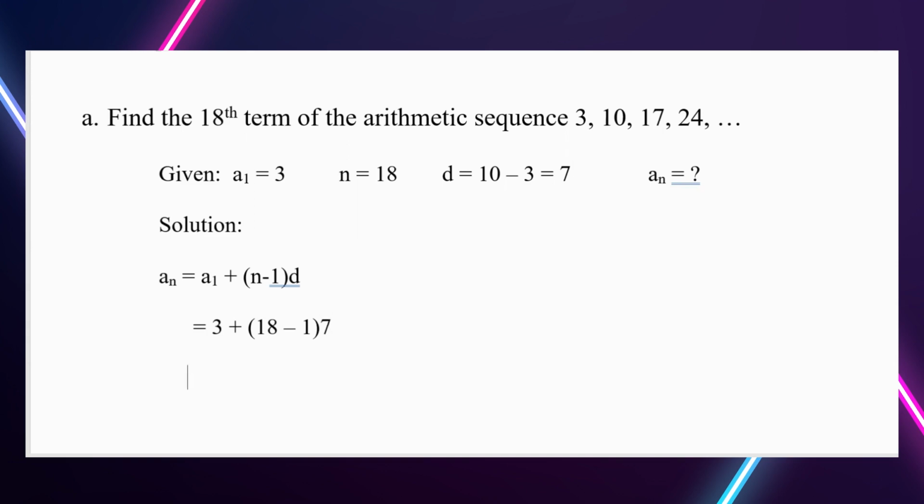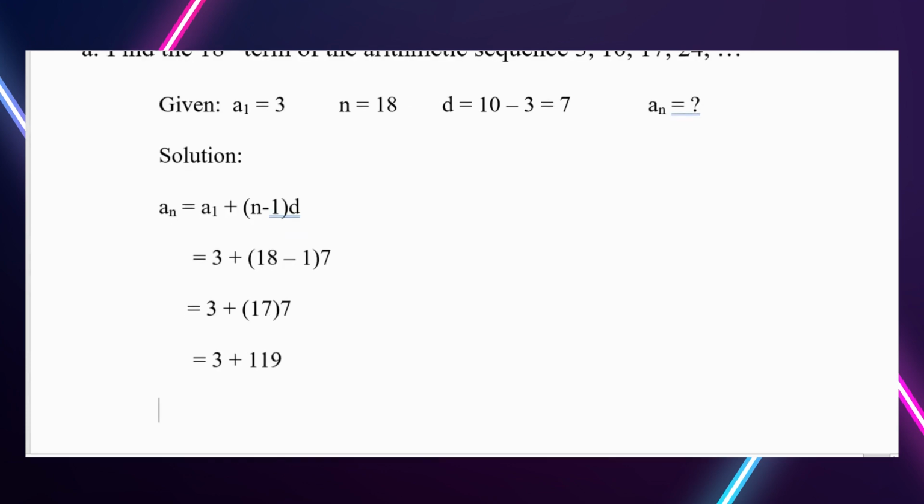So therefore, simplify the equation. 3 plus, unahin natin yung nasa loob ng parenthesis, which is 18 minus 1 is 17 times 7. Okay, so following the rule of the MDAS, we have to multiply first 17 times 7. And 17 times 7 is equal to 119. And now, let us add 3 and 119. So 3 plus 119 is equal to 122.